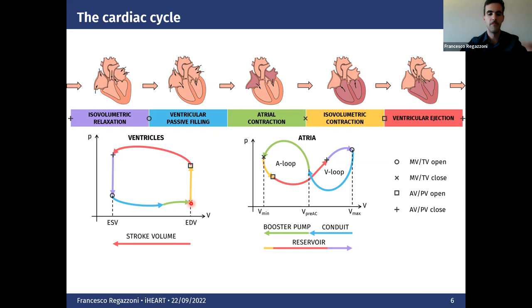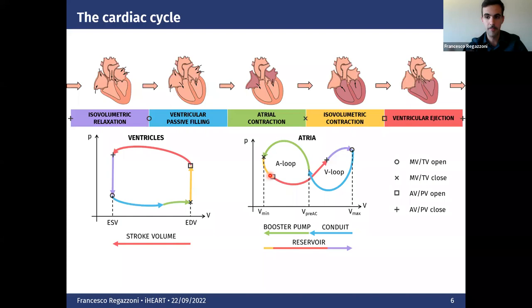So the heart is filled by blood. Then it starts to contract. So the pressure increases because there is an active force that is contracting. Then the valve opens, so we have the ejection phase, and the volume decreases. Then the valve closes, so we have an isovolumetric relaxation: the volume is constant and the pressure decreases because the tissue is relaxing, and finally we have the filling phase. Instead, the pressure-volume loops of the atria are more complex because they have this very characteristic shape of an eight. And a goal of the mathematical model is to be able to replicate this phenomenon.